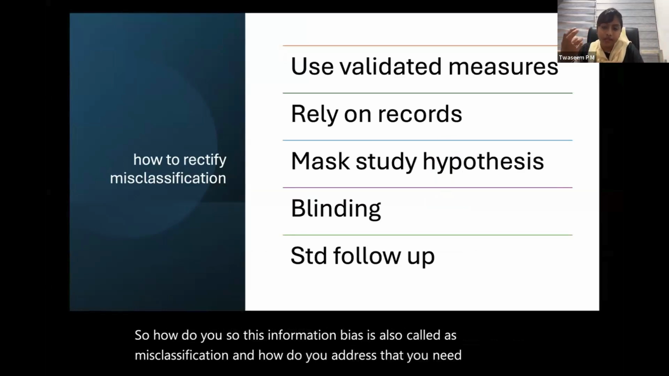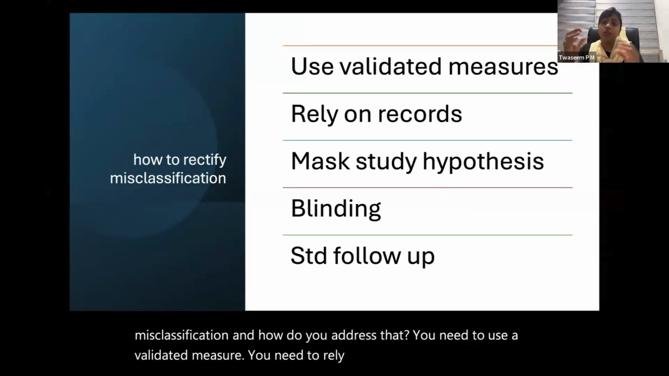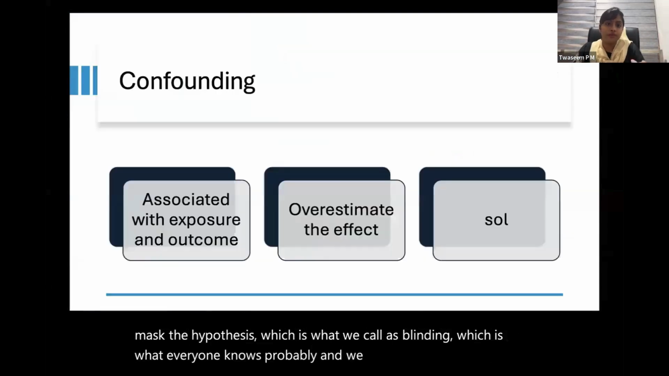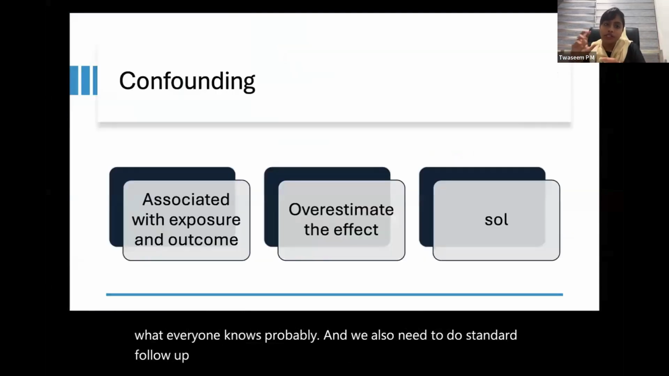You need to use a validated measure. You need to rely on the records. You need to mask the hypothesis, which is what we call blinding, which is what everyone probably knows. And we also need to do standard follow-up procedures. Now let's look at what confounding is.